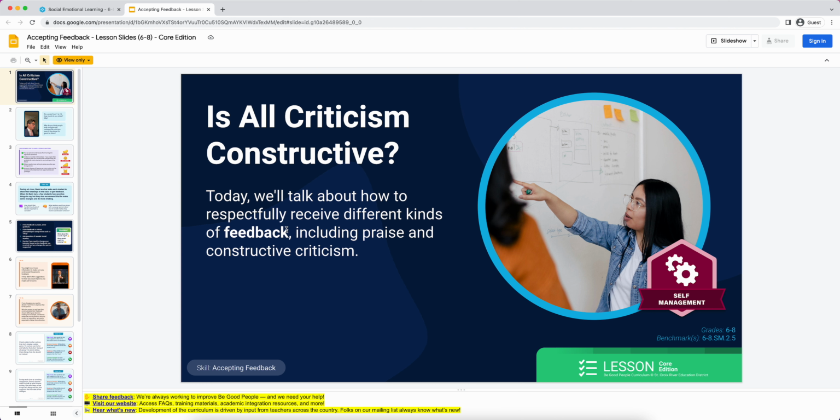But students are going to see something more accessible, more engaging. Often it's a question at the front of the lesson. So in this case, instead of accepting feedback, it's, is all criticism constructive? Like I said, often these are questions. We had a lot of teacher feedback that it would be more engaging for students to have some kind of reflective question at the beginning versus a directive skill label on the slide. And then you see a little paragraph that I would probably just read. Like, today we're going to talk about how to respectfully receive different kinds of feedback, like praise or constructive criticism. And I might expound or add on to that.